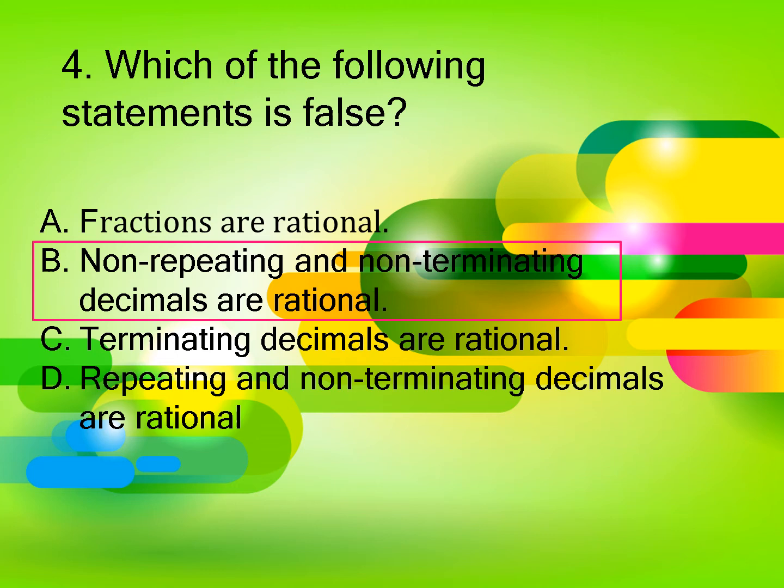And the rest of the statements, statement letter A, fractions are rational. Yes, it's true. Letter C, terminating decimals are rational. Yes, it's true. And letter D, repeating and non-terminating decimals are rational. Still, it's true. Okay, number 5.